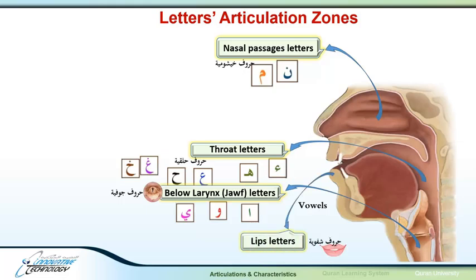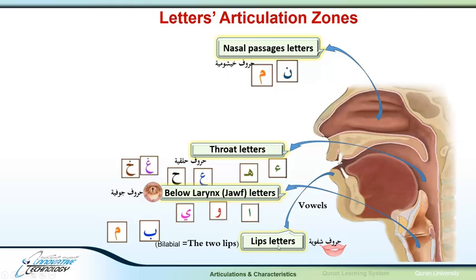Now, lips letters, we call it huruf shafawiyya. There are 2 types, coming from joining the 2 lips together, and we call it bilabial. We have the ba and the m. So the m is a labial letter, and it's also a nasal passage letter. It has double articulation points.